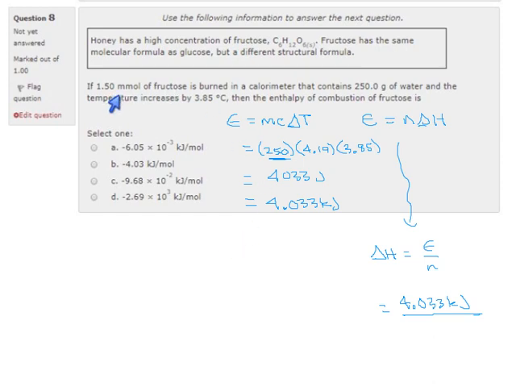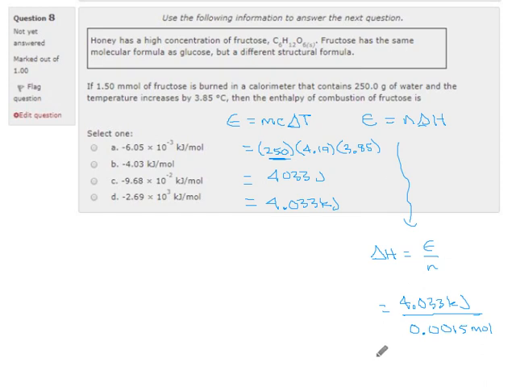See this? This is not a typo. If we just had this, it would be moles. This little m makes it millimoles, 1.5 thousandths of a mole of fructose. So the actual amount that goes down here is 0.0015 moles. Sneaky, but it does happen fairly often, so you got to watch out for it. So 4.033 kilojoules divided by, and our number of moles is 0.0015.